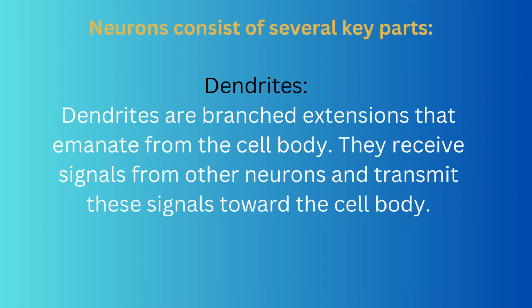Dendrites. Dendrites are branched extensions that emanate from the cell body. They receive signals from other neurons and transmit these signals toward the cell body.